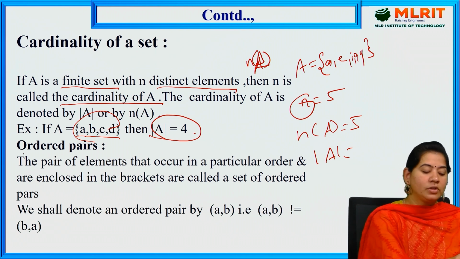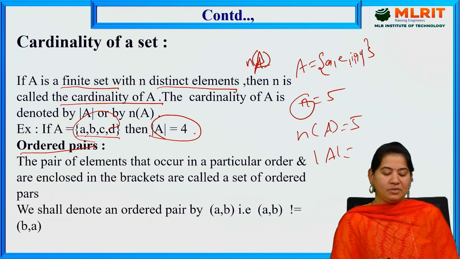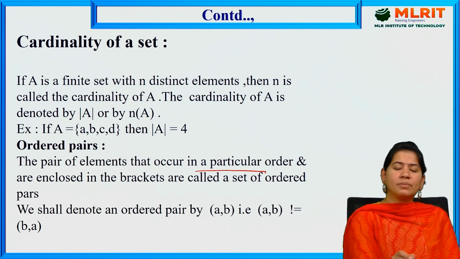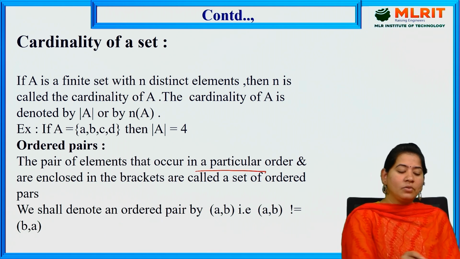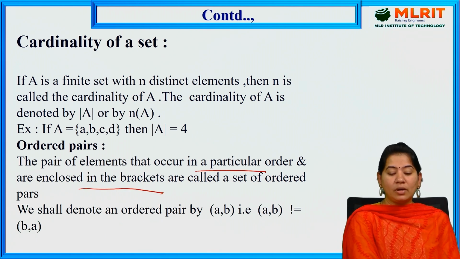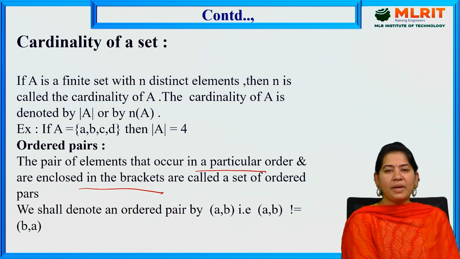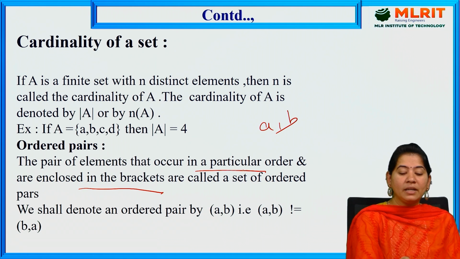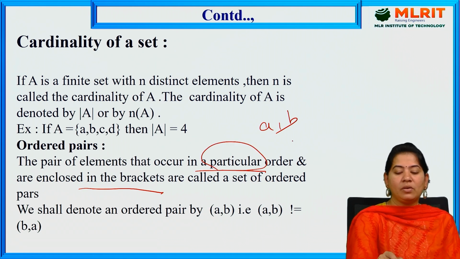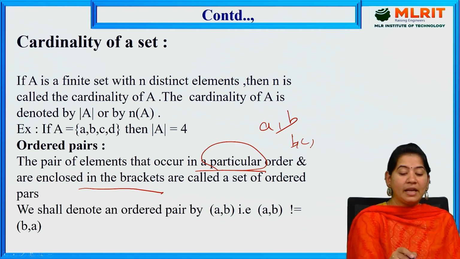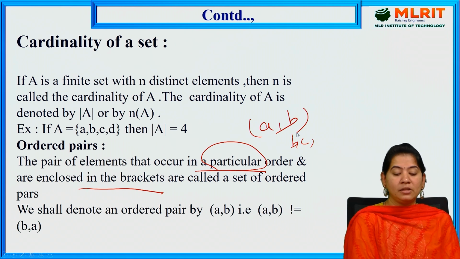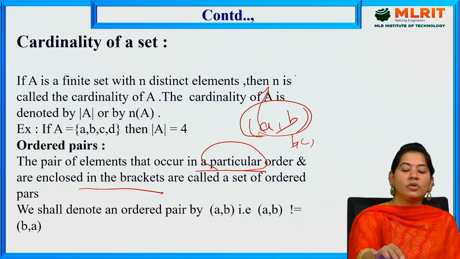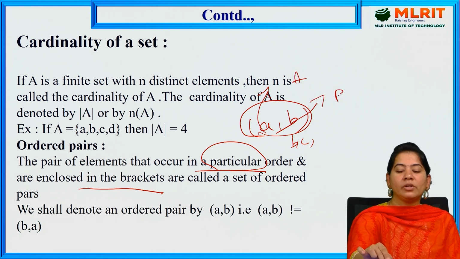Next we have ordered pairs. So what is meant by an ordered pair? A pair of elements which occur in some particular order and which are enclosed within brackets is called an ordered pair. For example, (a, b) or (b, c), they occur in some particular order and are enclosed within brackets, where always the first element belongs to the first set and the second element belongs to the second set.